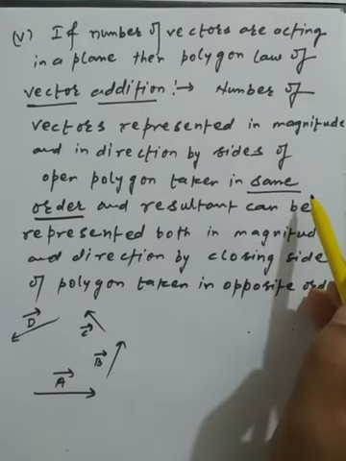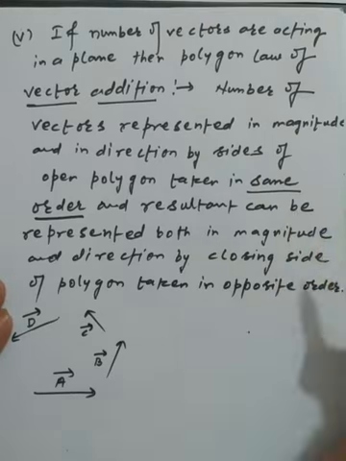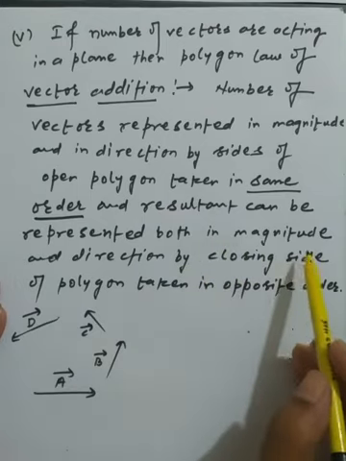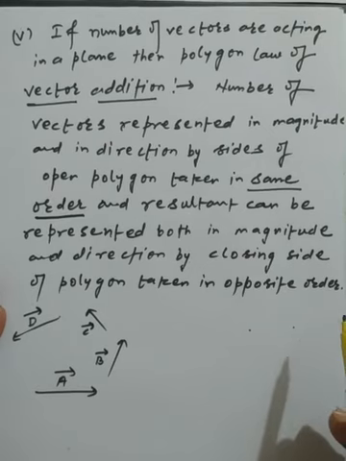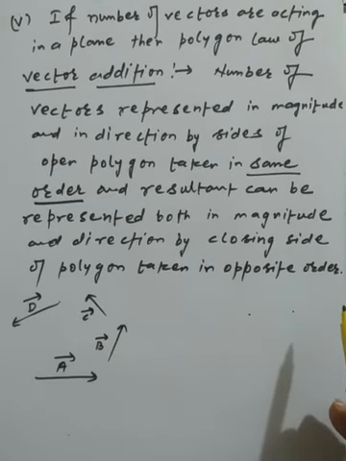So whatever vectors we are taking and representing in magnitude and direction by the sides of a polygon, or a regular geometrical shape, whenever it is open, all the sides should be in the same order, and the resultant can be represented both in magnitude and direction by the closing side of the polygon taken in the opposite order. So we are just closing the door, so the last side of the polygon is represented in terms of the magnitude. So that is the kind of concept we have.